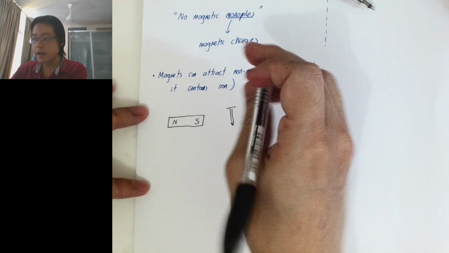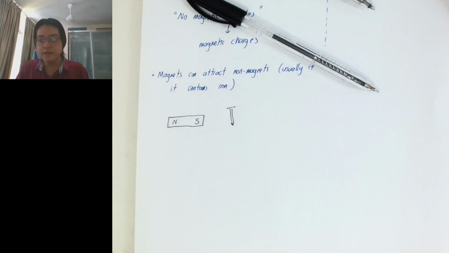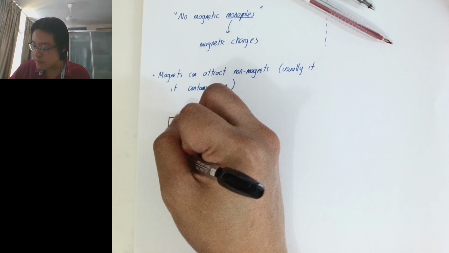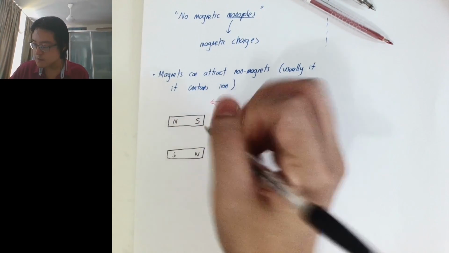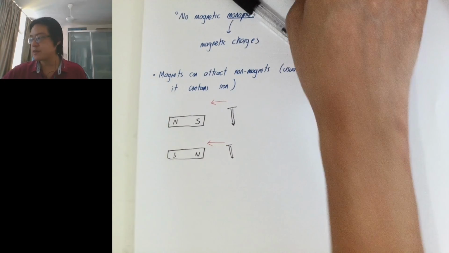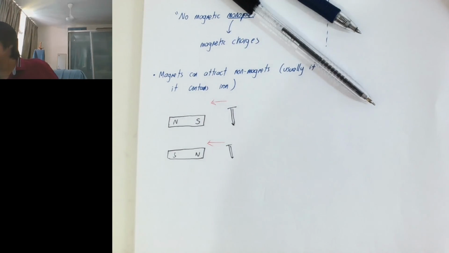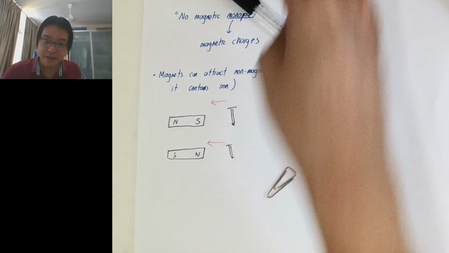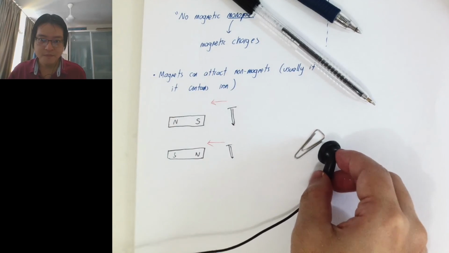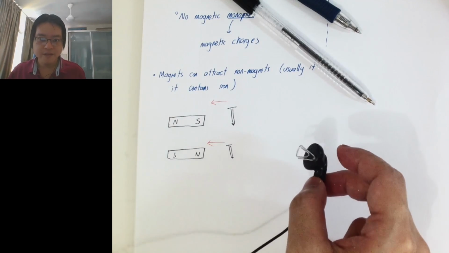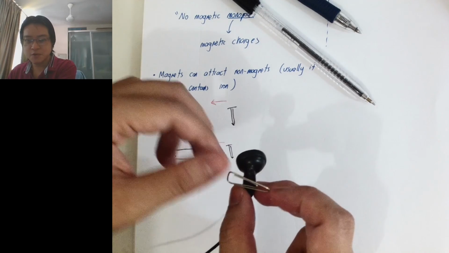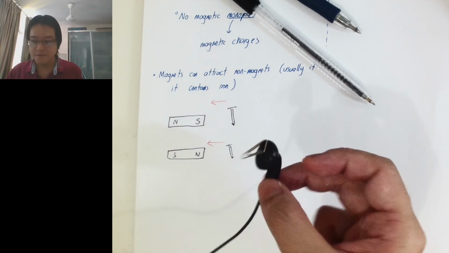It will attract, and if we are talking about non-magnets, the direction is always attractive, even if you flip the north and south. If I take a paper clip, it will still attract. This is something everyone can experience. I can even do this with my headphones. Headphones can attract your paper clip, and it doesn't matter whether it is the north or south pole. It will still attract.